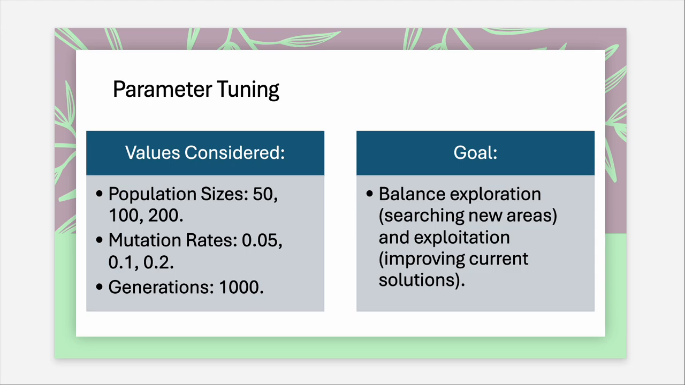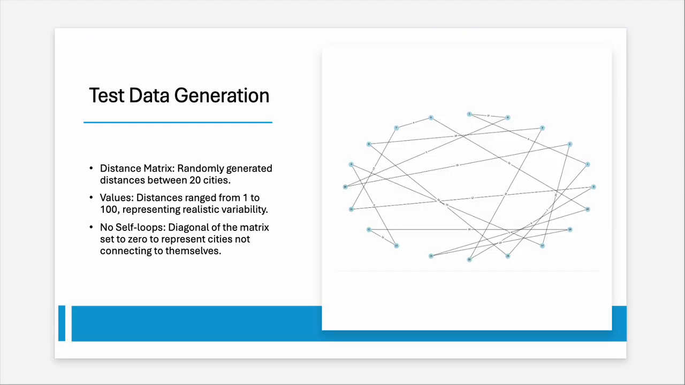Larger populations provide more genetic diversity, which helps explore the solution space more thoroughly. On the other hand, mutation rate controls how frequently random changes are introduced, which helps the algorithm escape from local optima. The objective was to find a good balance between exploration, finding a new possible solution, and exploitation, improving the current best solution.